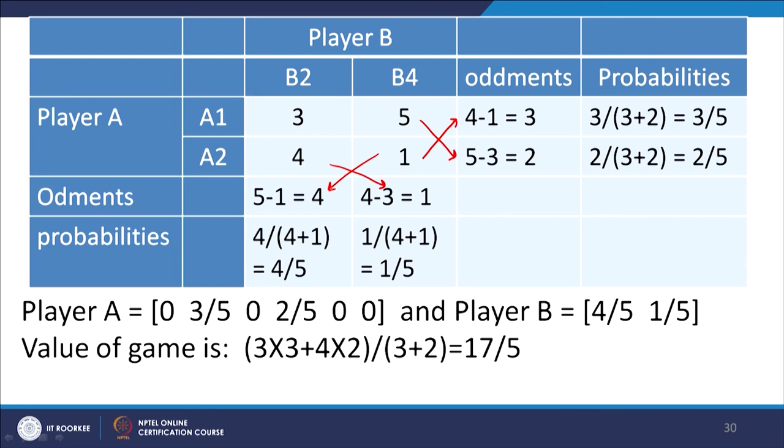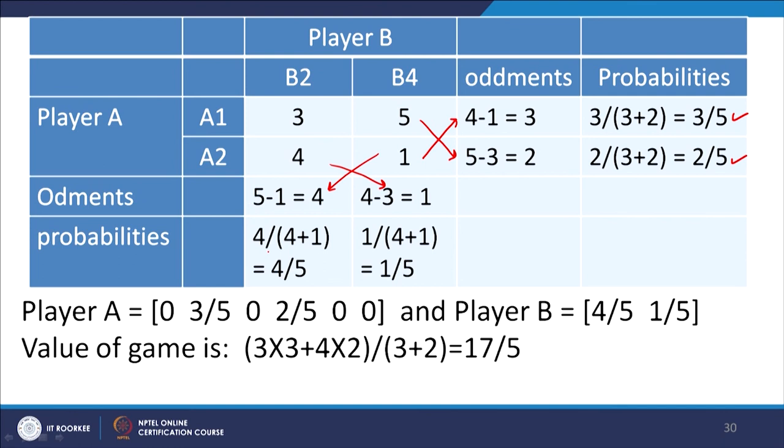And once we have calculated the oddments, then we need to calculate the corresponding probabilities, which is given by 3 upon 3 plus 2, which is 3/5, and 2 upon 3 plus 2, which is given by 2/5. So we have got the probabilities 3/5 and 2/5, and similarly for the columns we can get the probabilities as 4 upon 4 plus 1, which is given by 4/5, and 1 upon 4 plus 1, which is given by 1/5. So this means that the player A has the strategies 0, 3/5, 0, 2/5, 0 and 0.